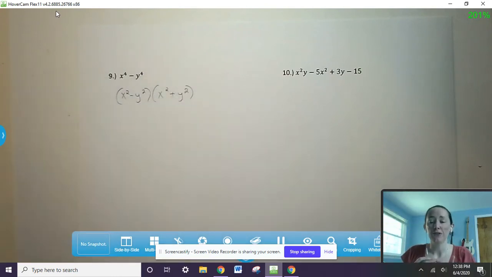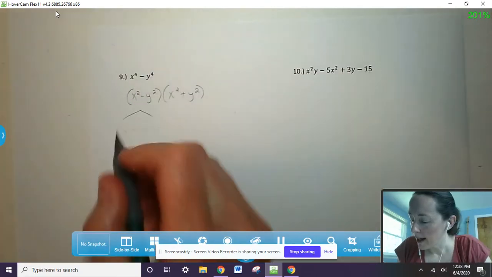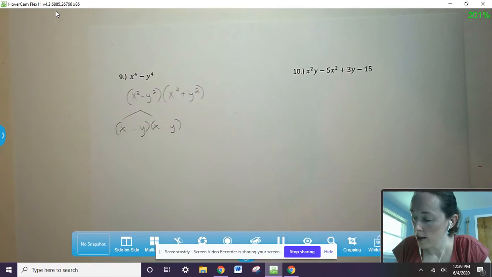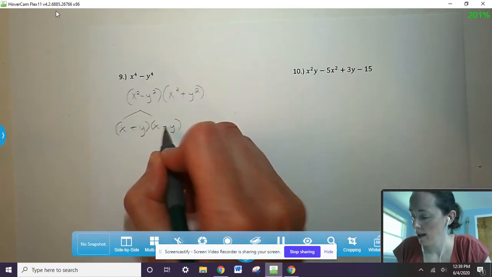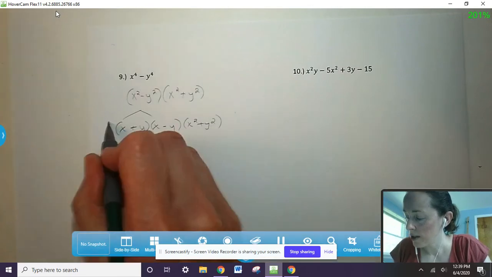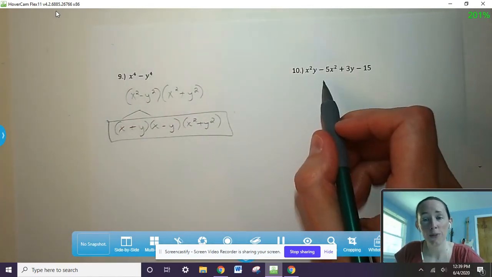This does actually factor further because we have another difference of 2 squares right here. This is going to be an x to start both, a y to end both. One's a plus, one's a minus. And then we have an x squared plus y squared. So that's our complete factorization. The next one also has multivariable.